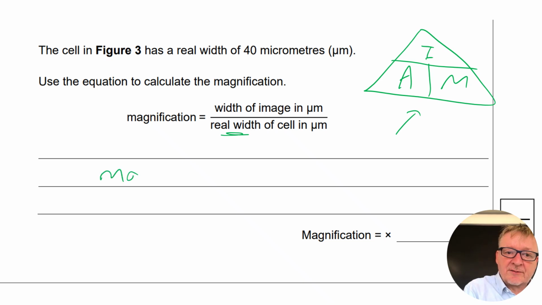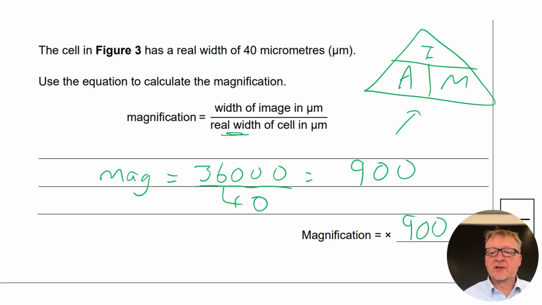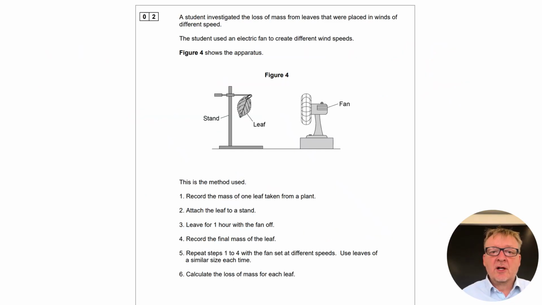So calculate the magnification. I always write it out in full, it just plays with my head if I don't write it out in full. Width of the image was 36,000, we did that before, divided by the real one, 40, equals 900. So therefore magnification is 900. There are no units with it. And it actually says in the answer scheme that if you write units, you don't get any marks for it. Right, question number 2.